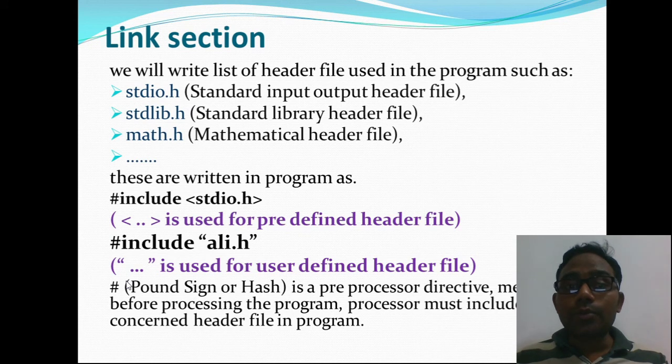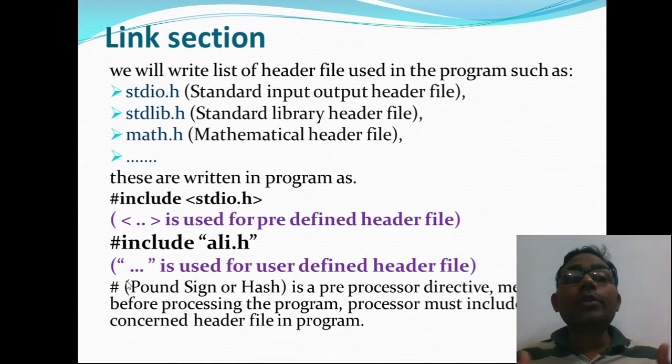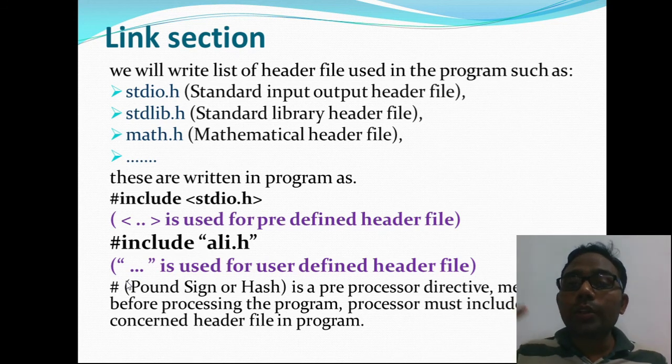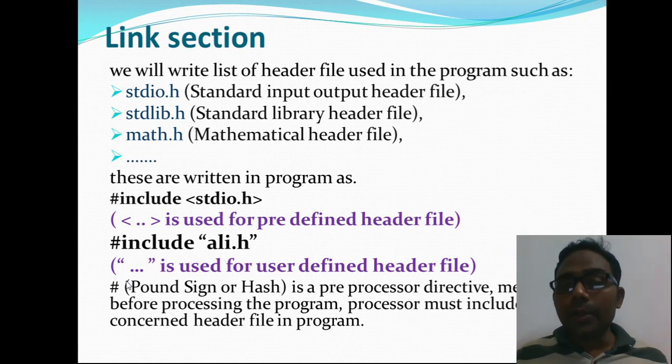Compiler, you are supposed to do a task. What you have to do? You have to include. What you want to include? A header file. For example, stdio.h. Include the stdio.h header file into the present program before processing is hash include stdio.h. Include the header file before processing the program. You need to include the whole text, that is, whole lines of code which are available in that header file, into the present program. Okay, hash is a pound sign, or hash is a preprocessor directive, meaning before processing the program, the processor must include the concerned header file in the program.